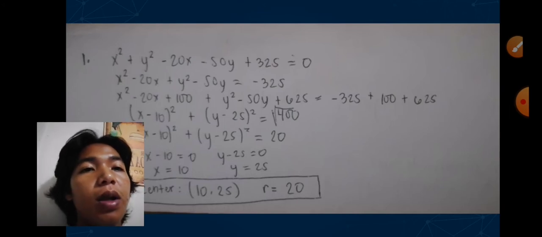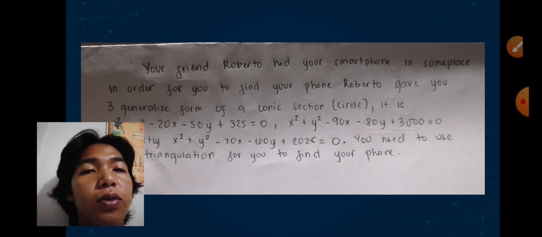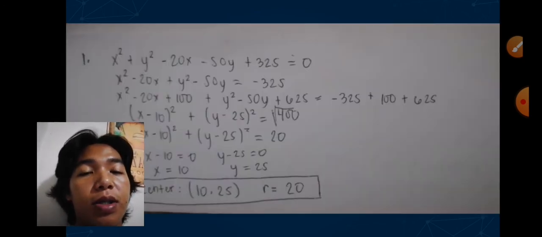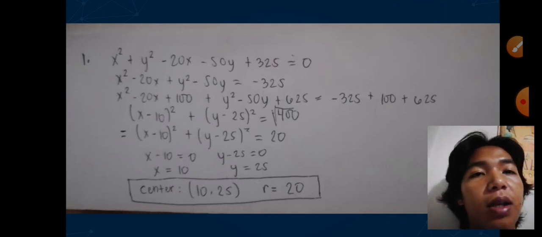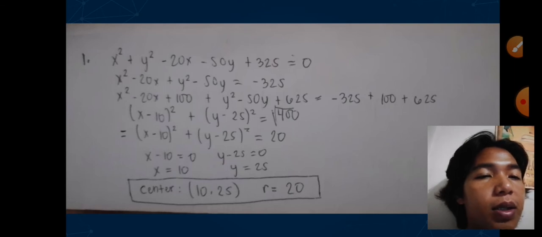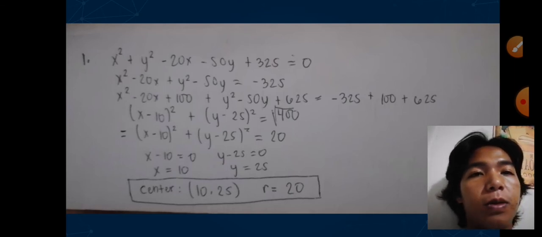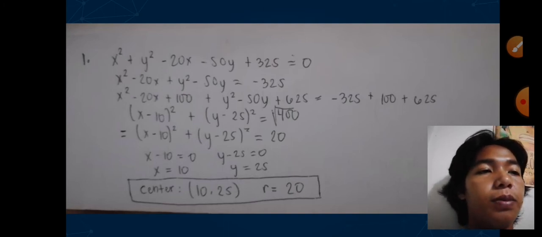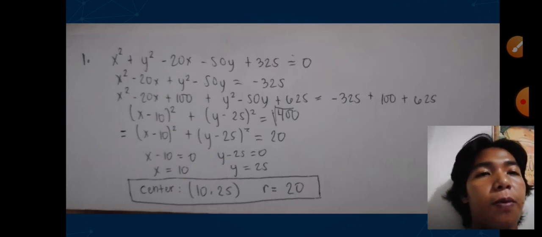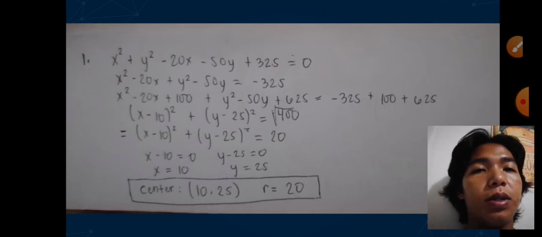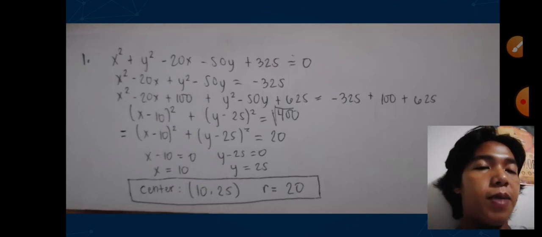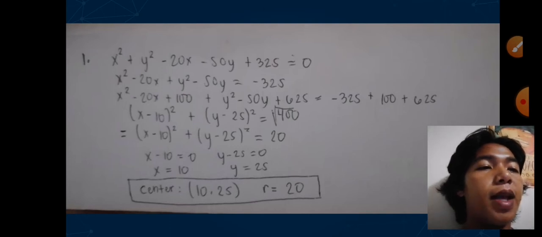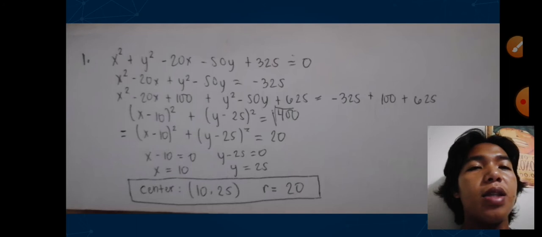At first, what Roberto gave us is in the general form of a circle in conic section. So for us to be able to find the center and radius of the circle, we must transform the general form into the standard form. In transforming the general form to standard form, first we need to arrange the equation. In x squared plus y squared minus 20x minus 50y plus 325 equals 0, we transfer positive 325 to the right hand side.